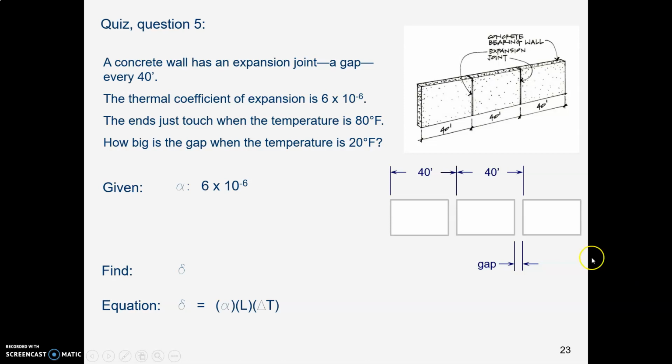What are we given? We still know the coefficient. We still know the length. It's 40 feet, and we're going to convert that to inches. And do we know delta T? Well, sort of. We can figure it out. We know that the original is 80 degrees. The finished temp is 20 degrees, so delta T will be 80 minus 20. Delta T will be 60 degrees. Now we have all the numbers we need to plug into our equation.